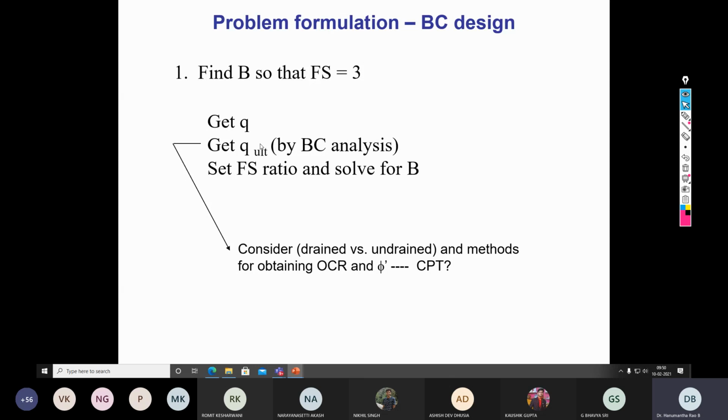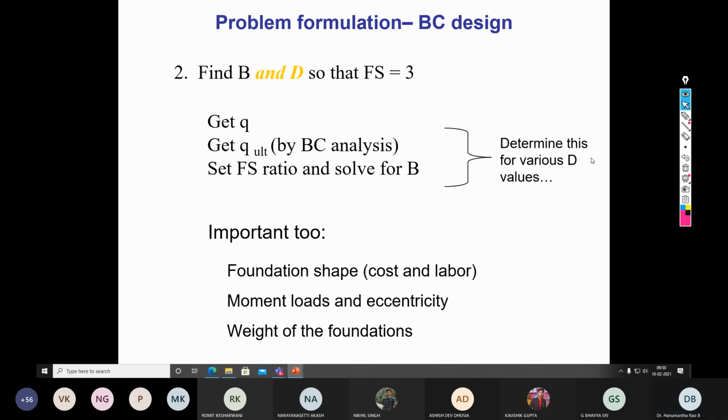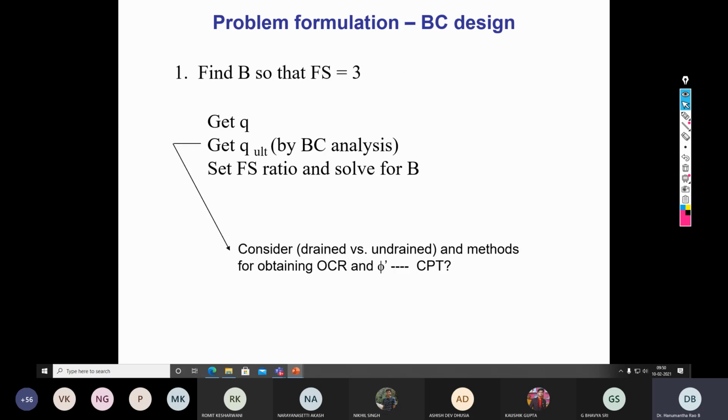So then you have to calculate the Q ultimate. So these are the steps only. In the previous, it is straightforward. So let us discuss about it. Our aim is to calculate the Q ultimate.